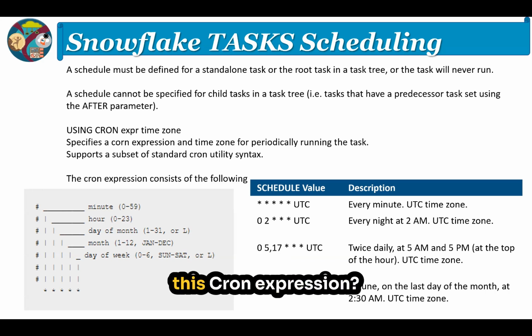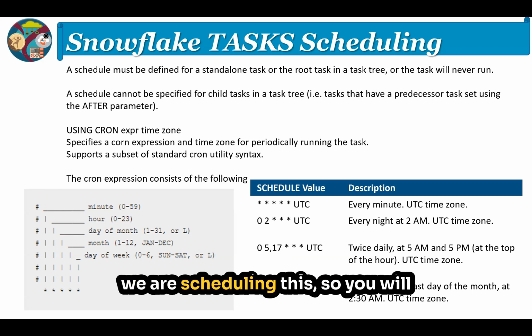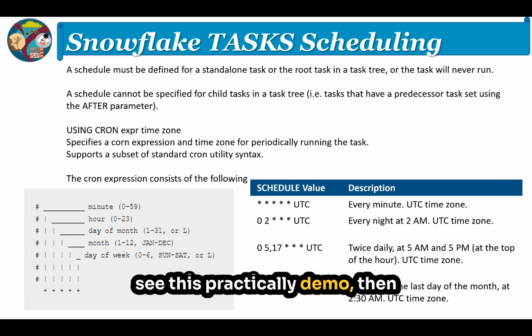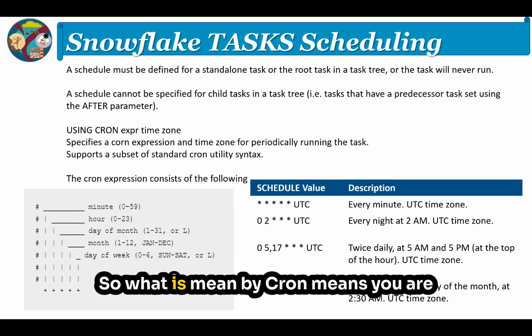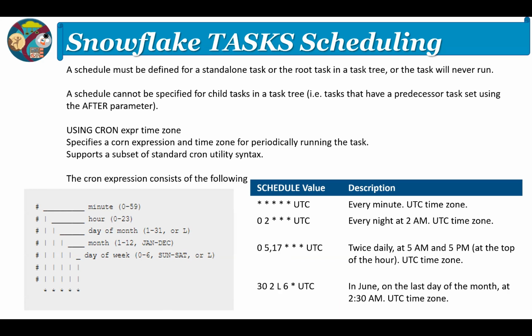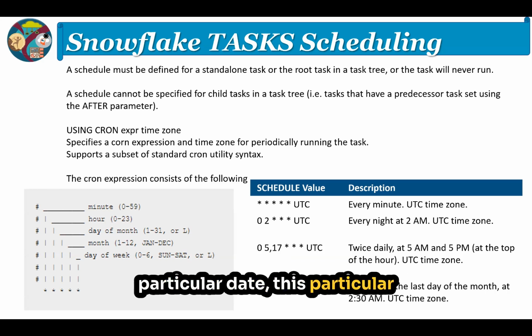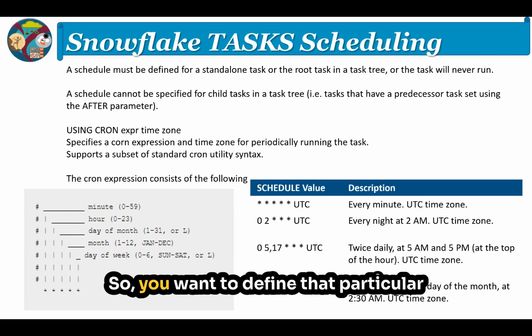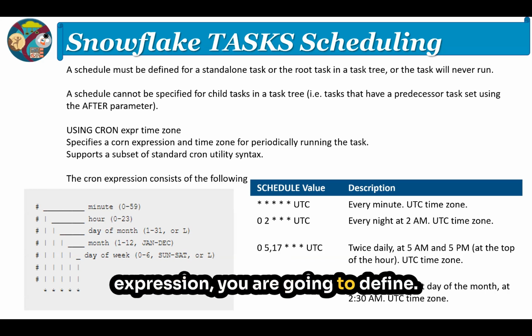So what is meant by this cron expression? It is basically a method we use in Linux and Unix systems. When we are scheduling with this method, you will see it practically in the demo, then you will get more clarity, but just try to understand the functionality here. Cron means you are going to define a particular time frame, like this particular month, this particular date, this particular time it should execute this task. You define that time frame by using this cron expression.